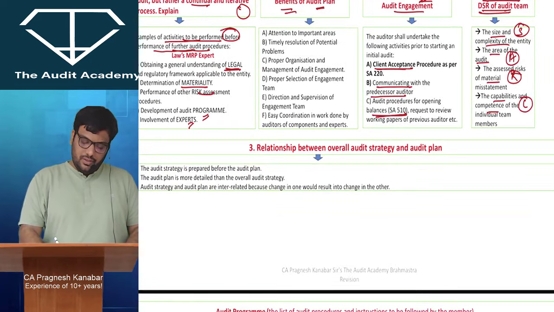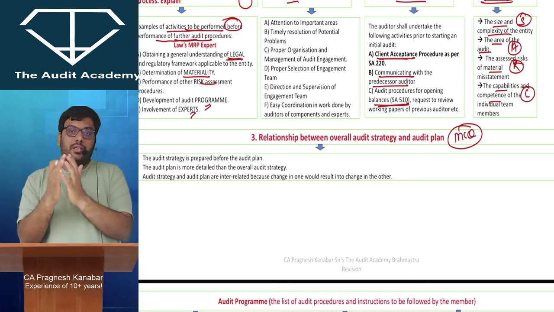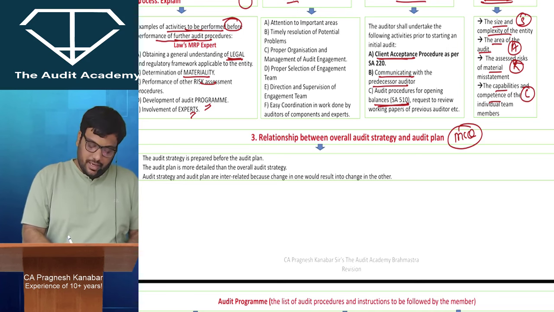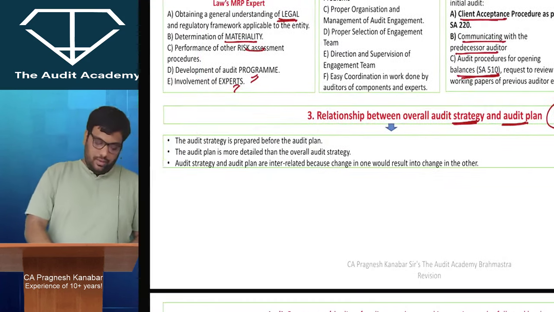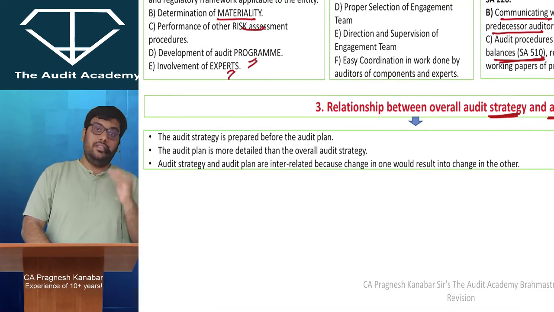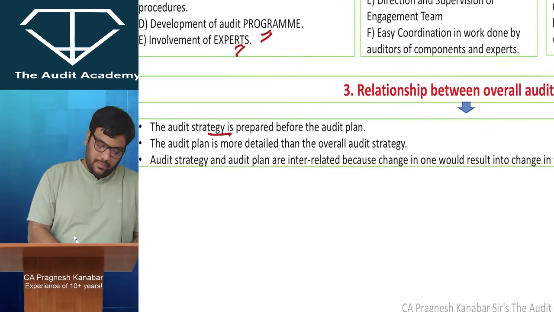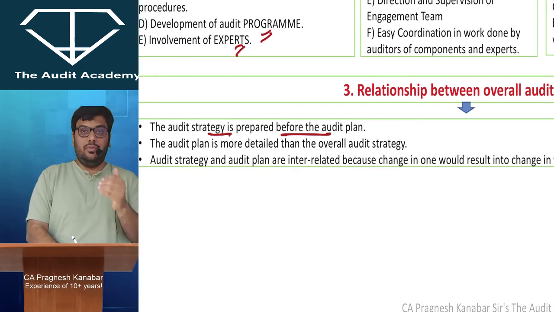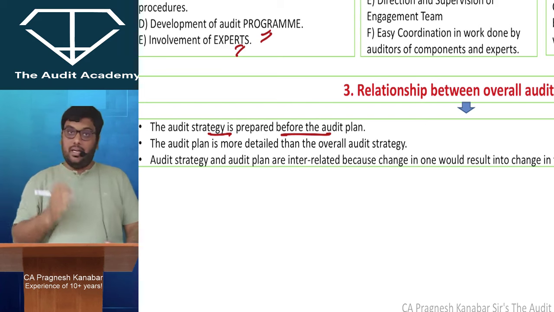Now listen to me, this is your proper MCQ content, the next content. As I told you, it is the strategy, the mental work that we will do first, which will be followed by the plan. So, the relationship between overall audit strategy and audit plan. Never forget these three points. These are very sensitive points from the MCQ point of view. The audit strategy is prepared before the audit plan, because first we will do the mental work and then we will develop the description of the nature, timing and extent of procedures.